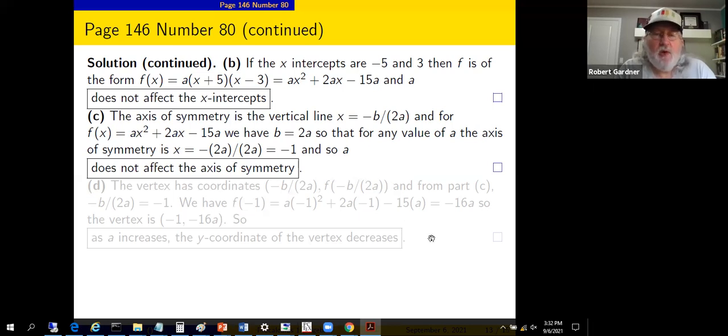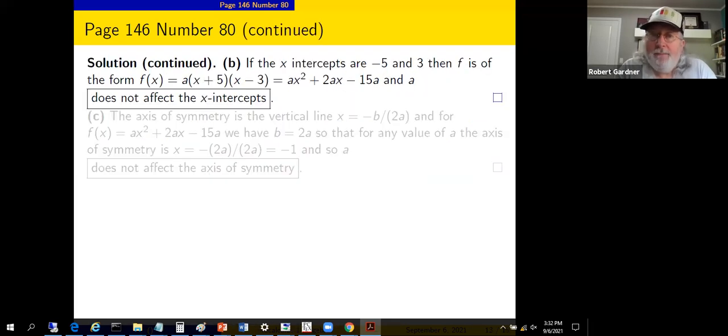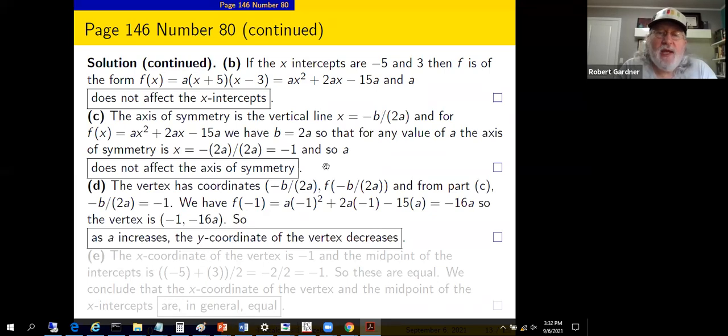Part D, let's look at the question again. How does the value of a affect the vertex? Okay, the vertex, that's a point, x comma y. The vertex has coordinates negative b over 2a and f of negative b over 2a. From part C, we see that negative b over 2a is -1. We just dealt with that. Negative b over 2a is -1. We had substituted in over here.